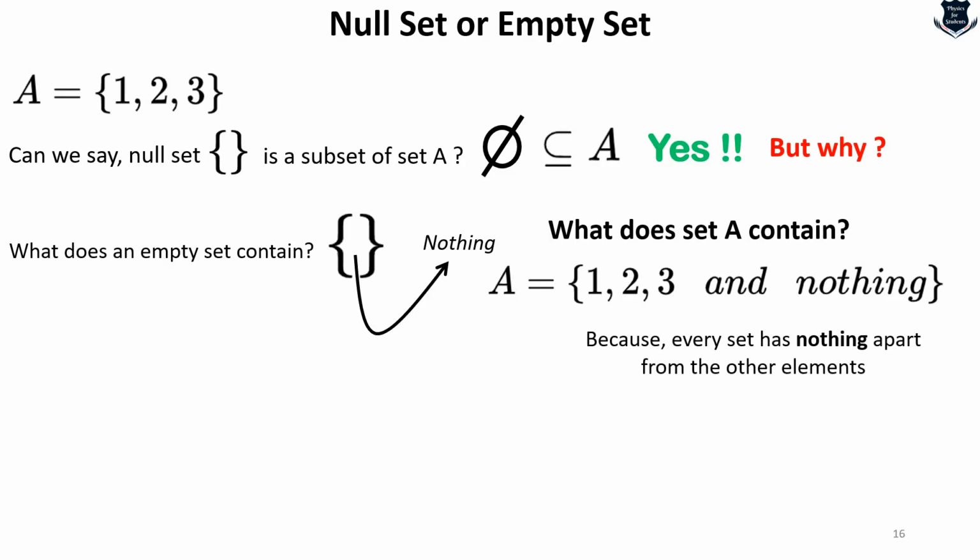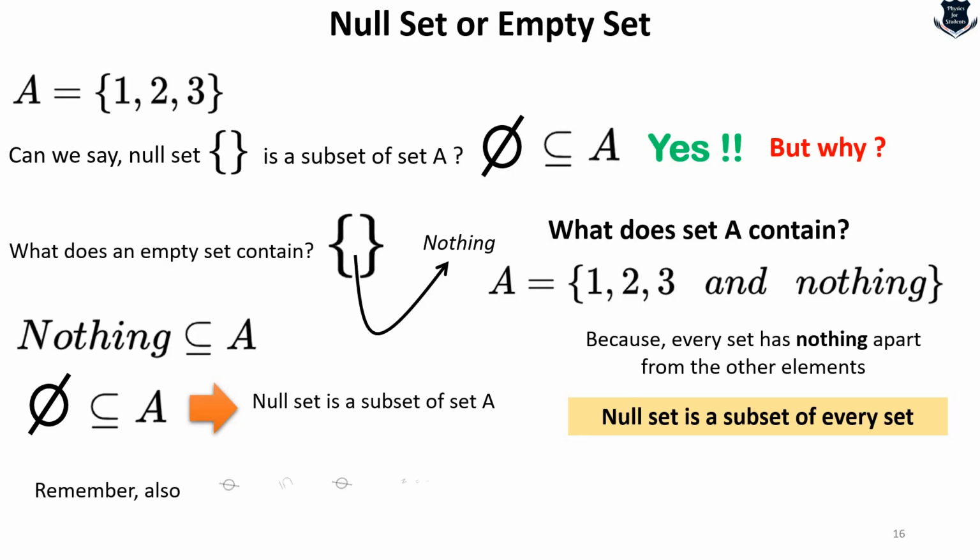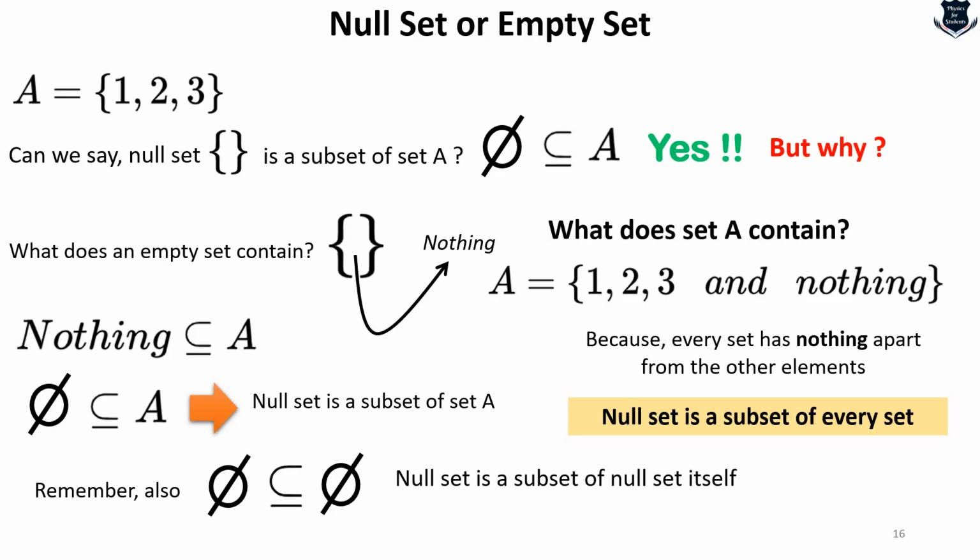So what we can say is that because every set has nothing apart from the other elements, we say the null set is a subset of every set, and we write nothing is a subset of A, and here we write the null set is a subset of A. And also remember, because nothing is a part of this set, the null set is a subset of the main set A. And also remember that the null set is also a subset of itself. That means nothing is a subset of nothing, since both sets actually have nothing.